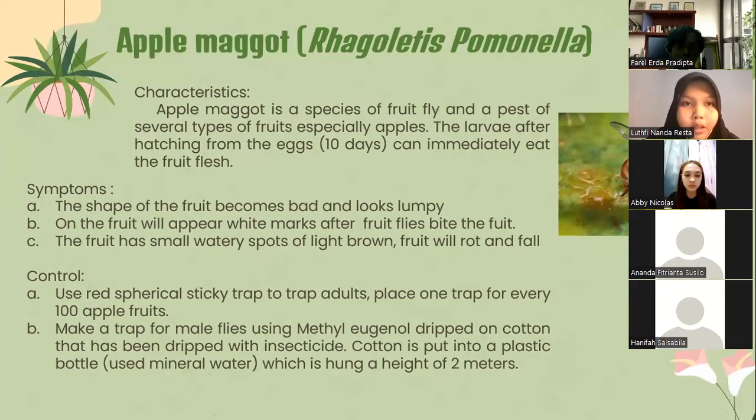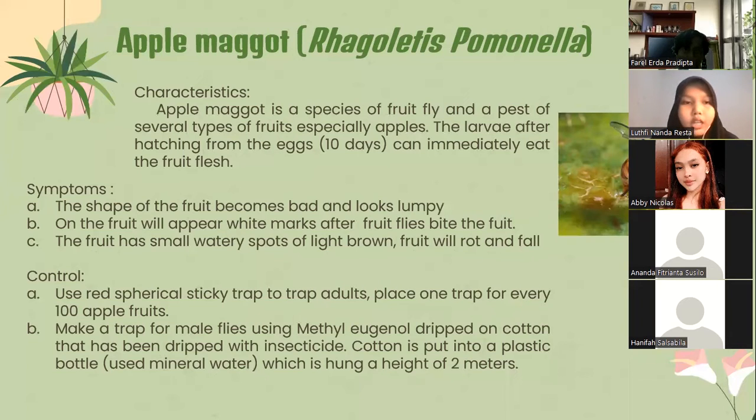Next is apple maggot. Characteristic: apple maggot is a species of fruit fly and a pest of several types of fruits, especially apples. The larvae, after hatching from the eggs within 10 days, can immediately eat the fruit. Symptoms: first, the shape of the fruit becomes bad and looks lumpy, and then white marks appear after fruit flies bite the fruit. Third, the fruit has small watery spots of light brown. The fruit will rot and fall.